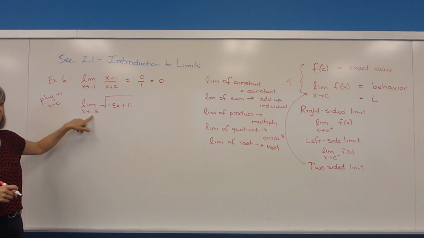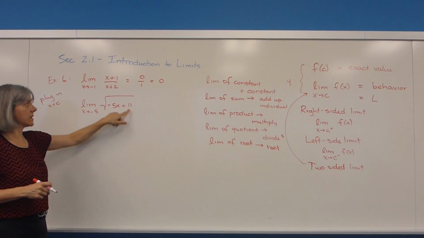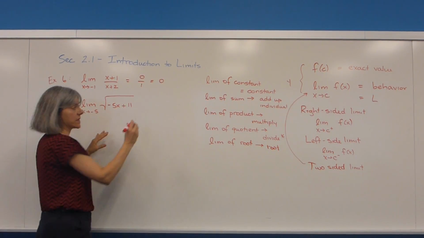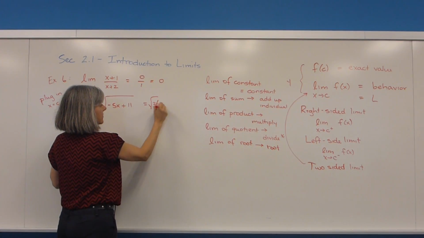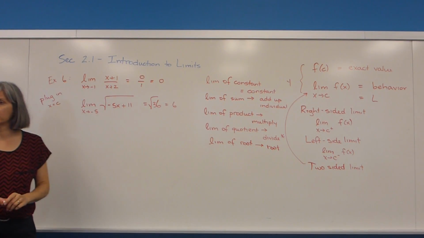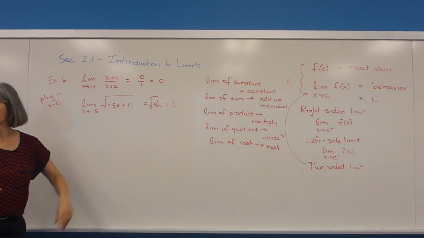So what about this one, -5? -5 times -5 is 25, plus 11 is 36, square root of 36 is 6. Is that a number that makes sense? Okay, done. So that's the first thing you always try. So now what about this one?